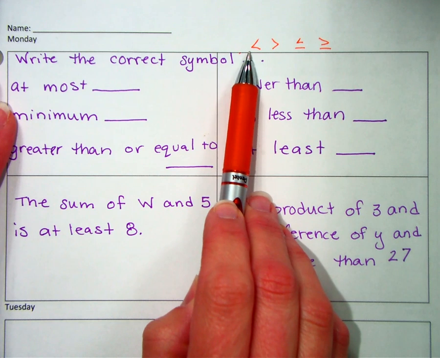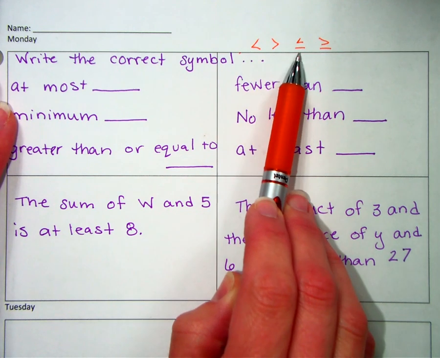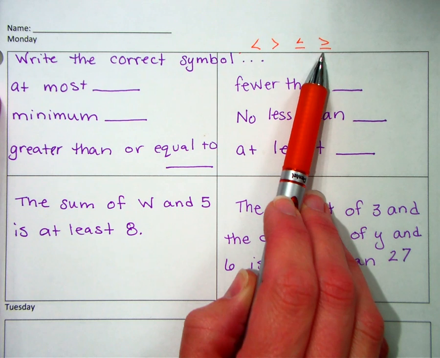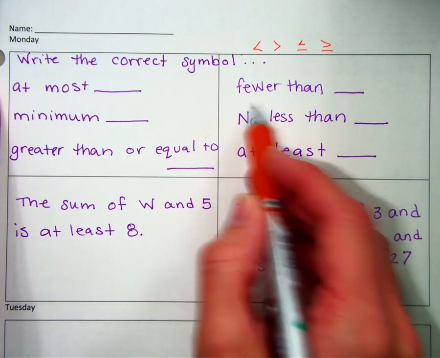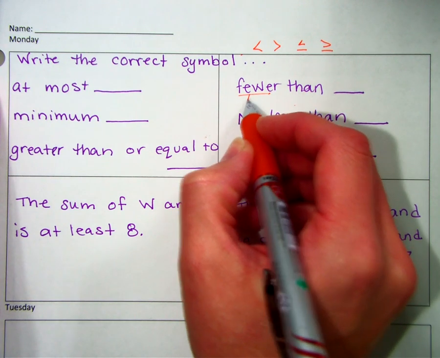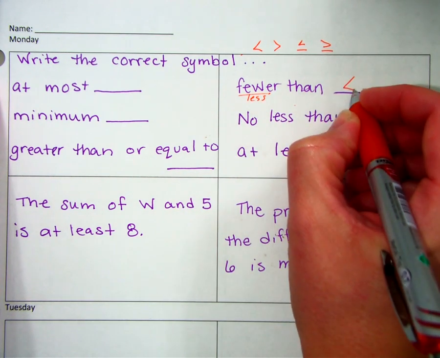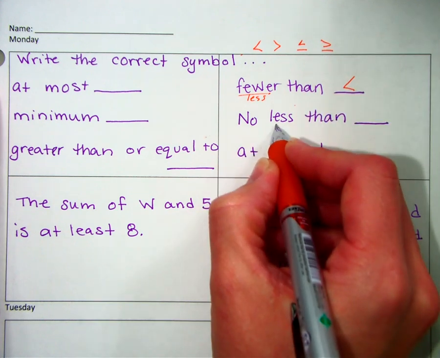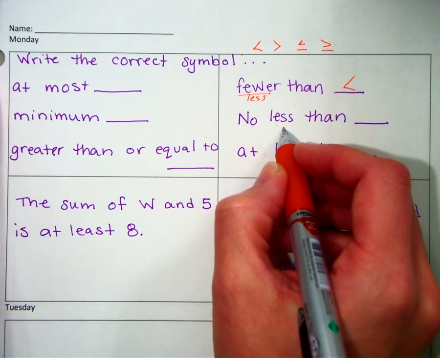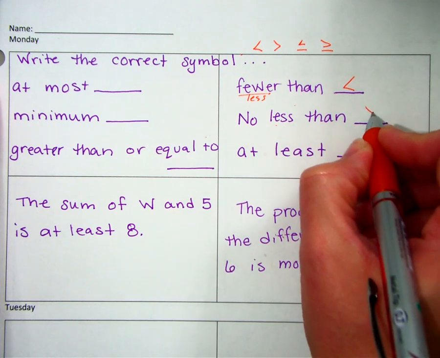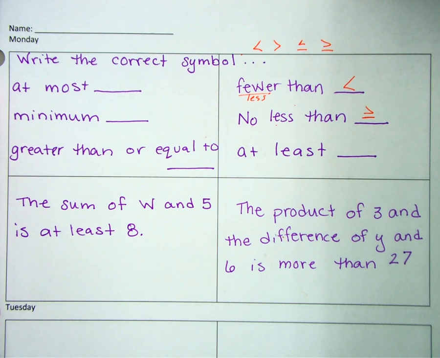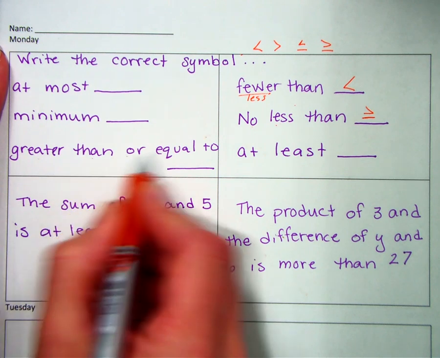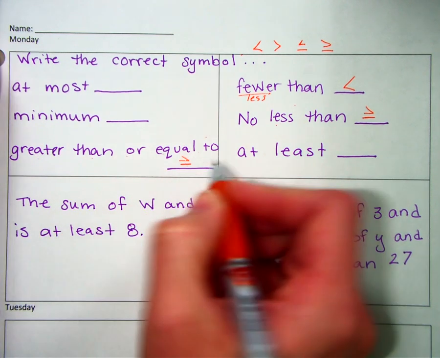This is less than, greater than, less than or equal to, greater than or equal to. Okay? So the ones that are pretty straightforward would be fewer than. Fewer than is the same as less than. So fewer means less. That's this one. No less. If I don't want less, that means I want more. But when it says no less than, also remember to put that line underneath. Okay, this one's greater than or equal to.